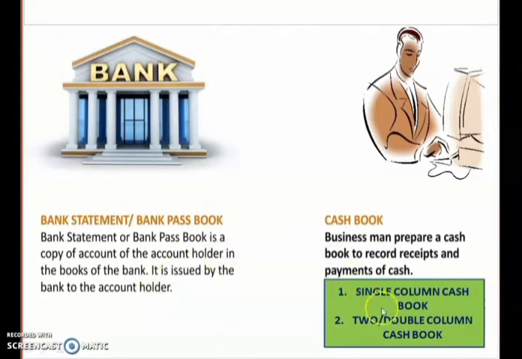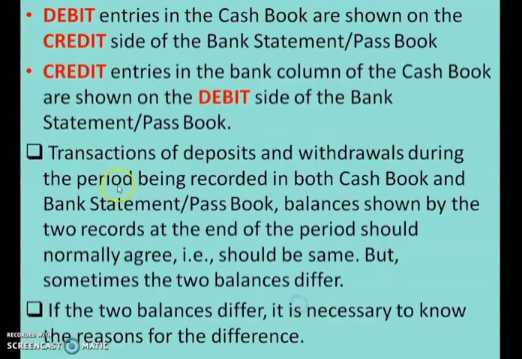and this businessman can verify his passbook and cross-check the same with his cash book to find if there is any difference between the bank passbook and cash book. So children, debit entries in the cash book are shown on the credit side of the bank statement or passbook. What you have to understand over here is, cash book and passbook are providing two different functions.